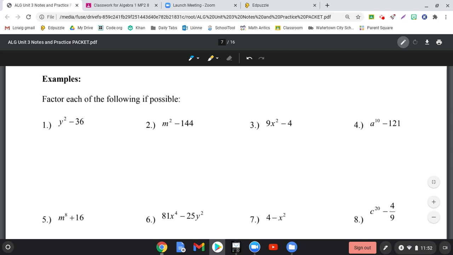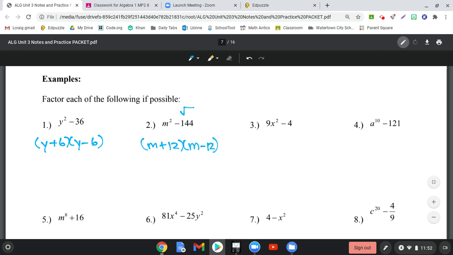All right, so here you have two perfect squares. You have subtraction, so that's just going to break down into y plus 6 and y minus 6. And you can put the plus or minus first, it doesn't matter. All right, the square root of 144 is 12. This is even and subtraction, so it's m plus 12, m minus 12.